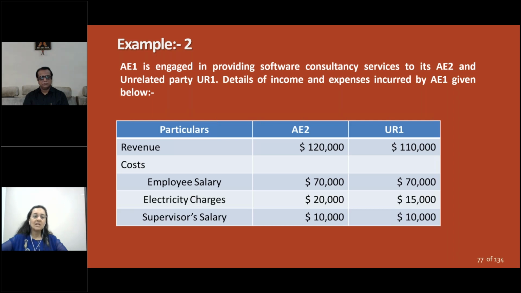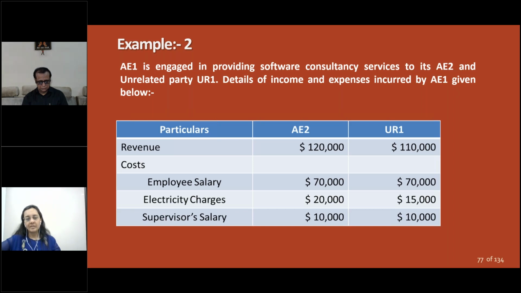Now you can ask me how is electricity an indirect cost of rendering the service? Let's say that without electricity, this software consultancy could not have been given, because how will you work a computer? How will you work your servers without electricity? So electricity becomes an indirect cost of rendering of service, something without which the service cannot be done. In one of my sessions, somebody asked me, what about depreciation on the laptop or on the computer? Yes, you can add depreciation on the laptop or computer to this cost base, because it also becomes an indirect cost of rendering of service.